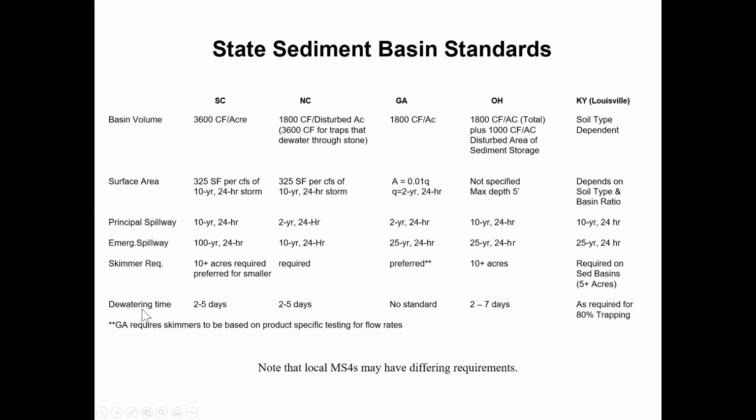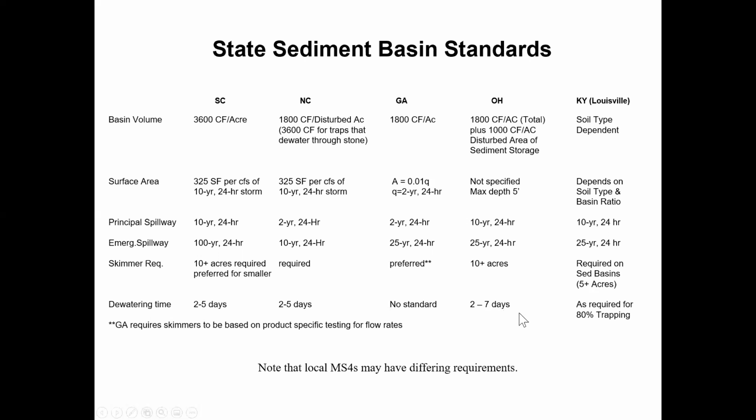And then the other big varying item is dewatering time. 2 to 5 days is a very typical standard. Georgia does not give a time frame, but leaves it to the engineer, so you can vary that based on your soil type. And Ohio has a 2 to 7 day standard that they require, so that allows you a little bit longer.